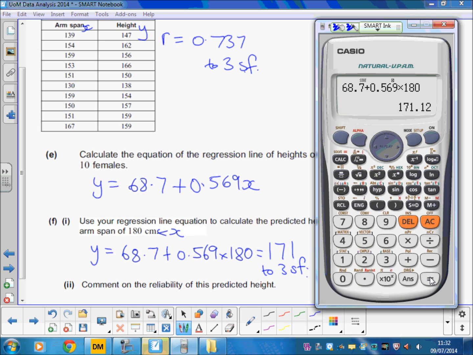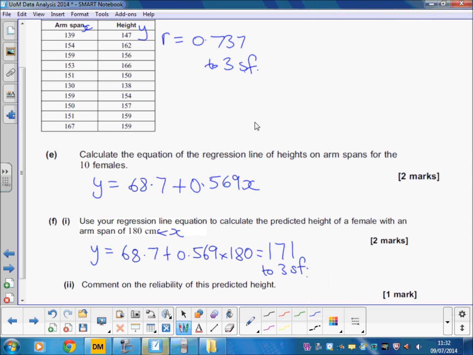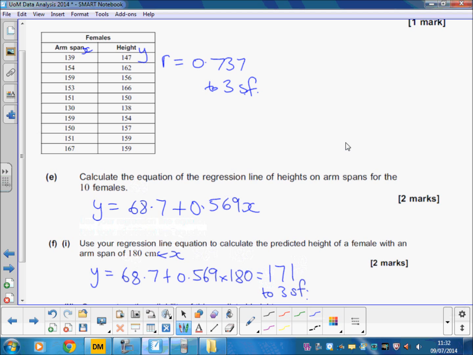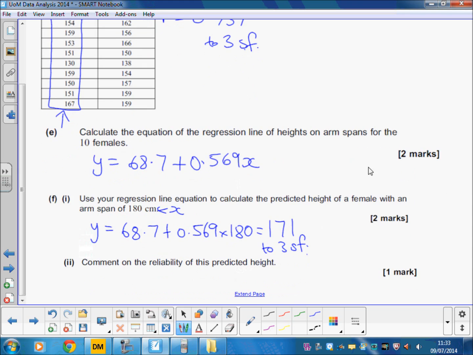Okay. And then we're asked to comment on the reliability of this. Now for this you need to look back at the original data. If we look at the original data, we'll notice all these numbers here for arm span are below 180. Now this means we can't reliably use our equation for an arm span of 180 because it's above the range of data collected, and that's called extrapolation.